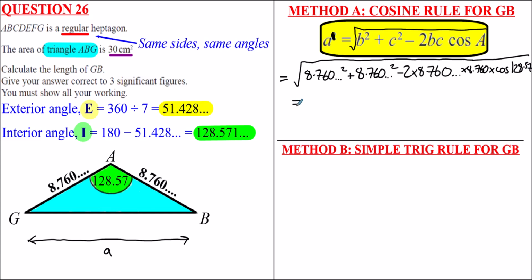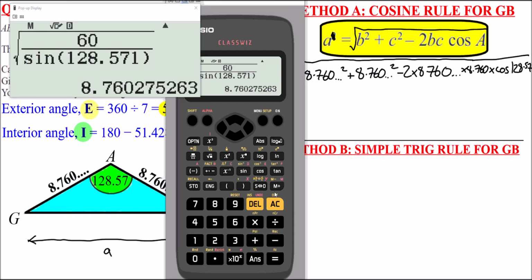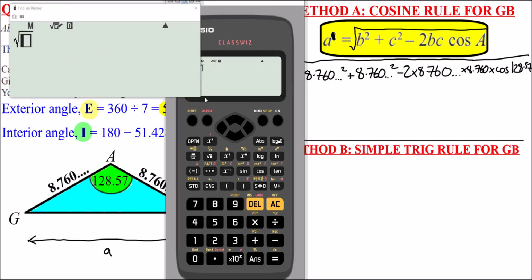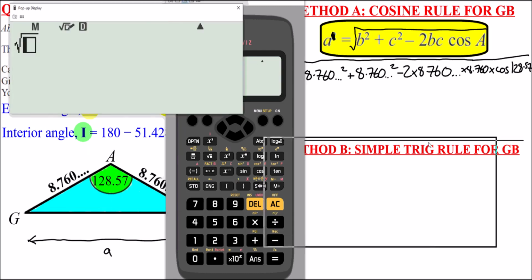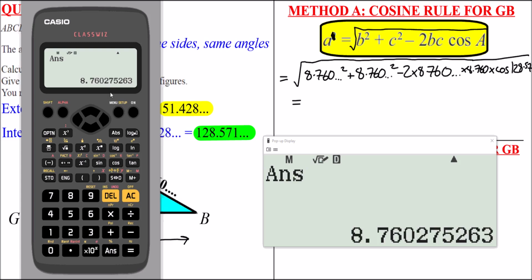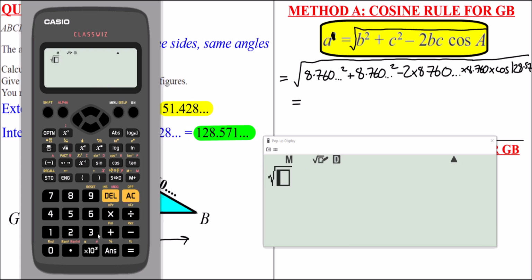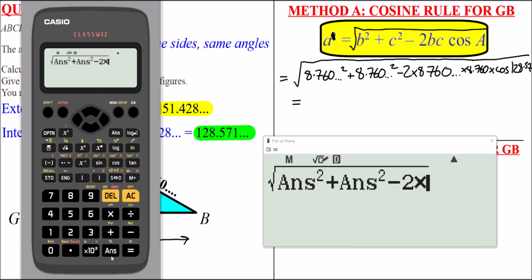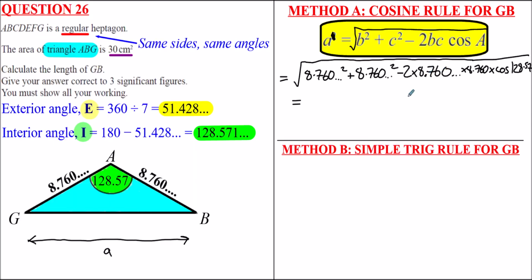So if I just carefully type this into the calculator and then round it to the appropriate accuracy, we should finally end up with what we need. So doing this together, step by step. So we're going to have, give myself more space, square root. In fact, I've got my answer stored, I think. Yeah, I'm going to use that. So square root of that squared plus another one of itself squared minus 2 times 8.760. Forgot the decimal there. Apologies.